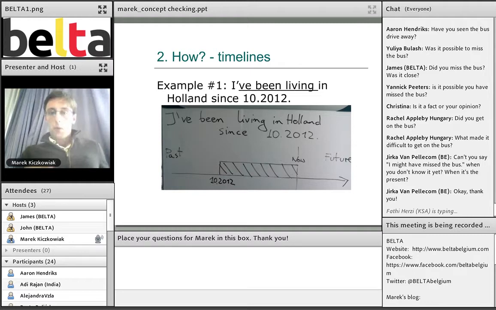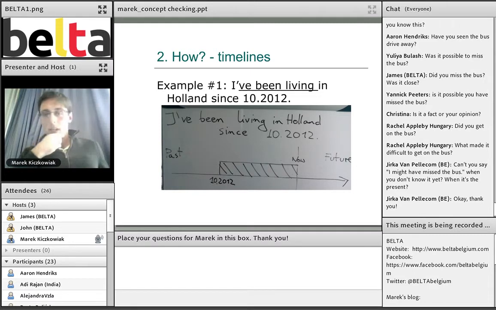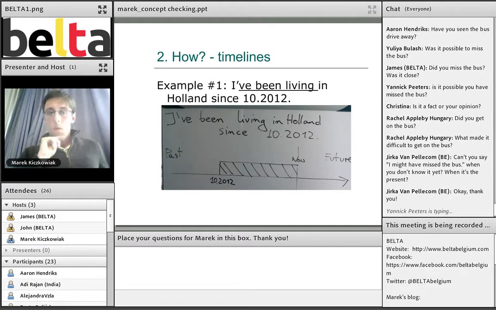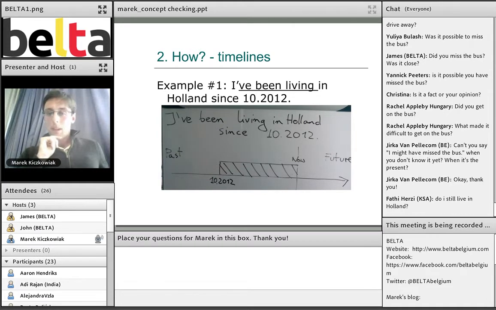Okay. So we've got a picture of a timeline. I hate my handwriting. I think a 5-year-old could write neater than I do. But what suggestions have you got for improving this timeline? It's not the best timeline in the world.